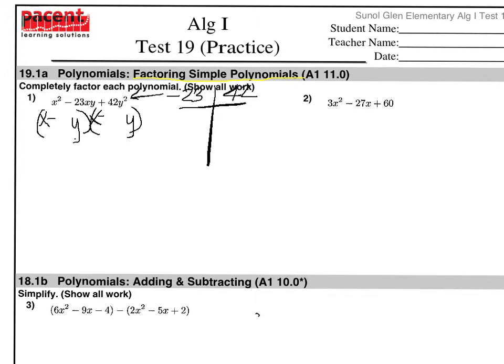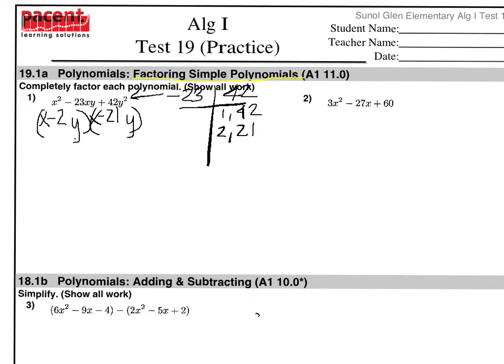Okay, now I'm going to go to my factors. 42 has the factors of 1 and 42, 2 and 21, and look, 2 and 21 will add to make a 23. So I'm going to go ahead and put my 2 and my 21 into my problem. And now I'm just going to check it just to make sure it works.